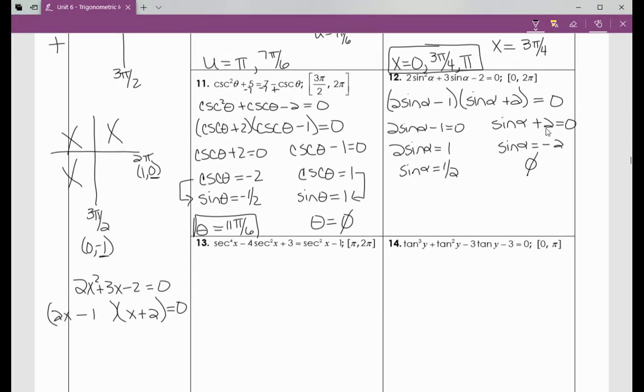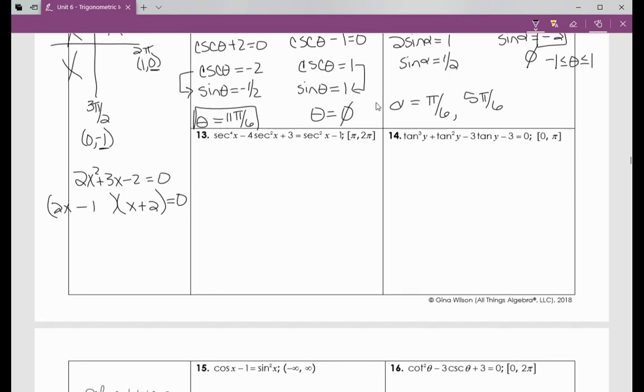This produces no solution because a sine or cosine ratio has to fall between -1 and +1, and -2 is outside of my sine limitation. Now, for sine being 1/2, positive sine, I do not need the third or fourth quadrant because sine is negative there. And I need the two values where sine is +1/2. So alpha, sine is +1/2 at pi/6 in quadrant 1 and 5 pi/6 in quadrant 2.